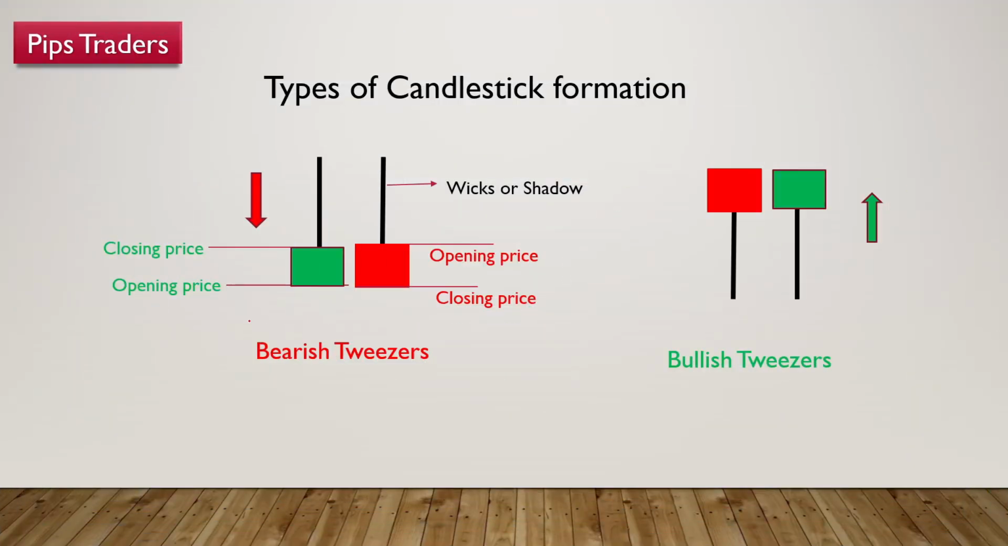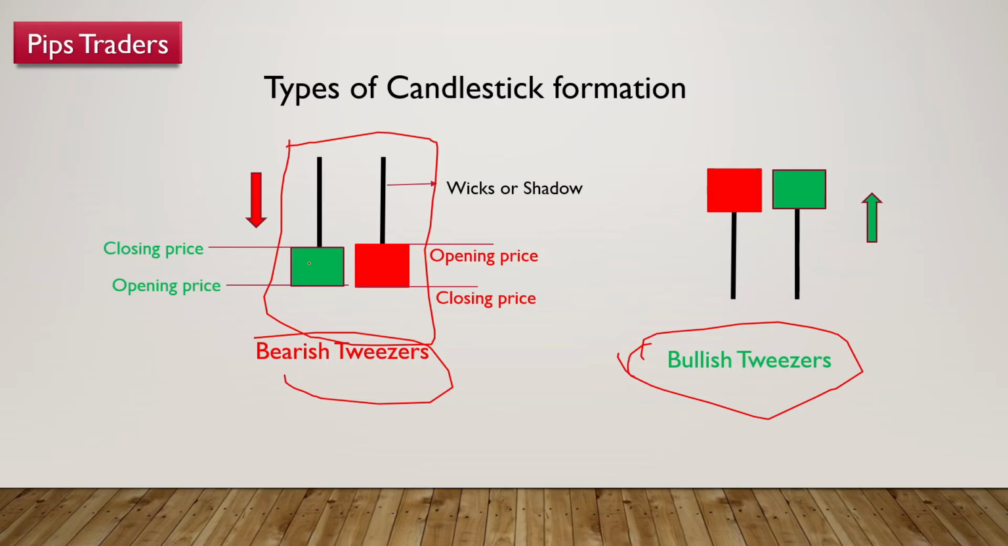Here we have the tweezers. We have bearish tweezers and bullish tweezers. Okay, bearish tweezer and bullish tweezer. It can be formed on the top or at the bottom of the trend. Usually represents the trend reversal. You don't have to worry about the color of the tweezer. It can be the red candle or the green candle.